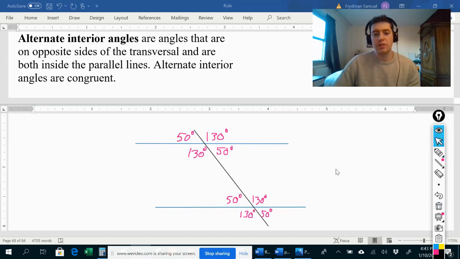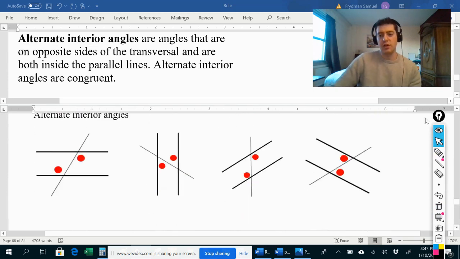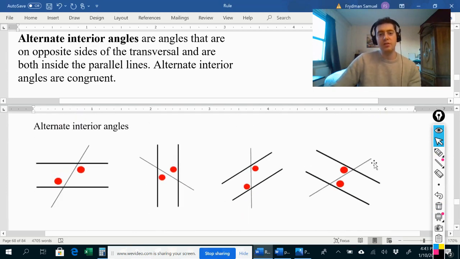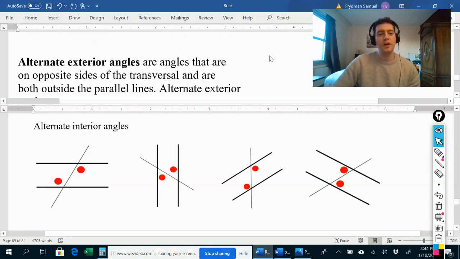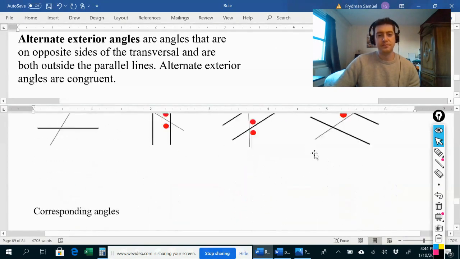And now just going to show you some other alternate interior angles. You can pause the video and take a look at these and convince yourself that they're all alternate interior angles. Okay, so again, here are the parallel lines. They are on opposite sides of the transversal, and they're both inside the parallel lines. Now let's move on to alternate exterior angles.